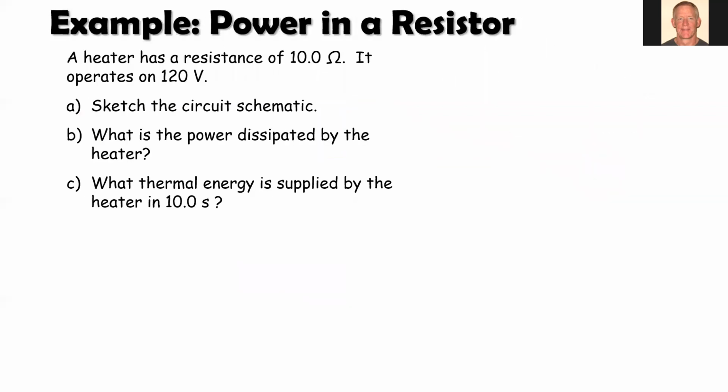So let's look at an example where we can apply this. A heater has a resistance of 10 ohms. It operates on 120 volts. So I want you to sketch the circuit schematic. And what is the power dissipated by the heater? The heater is a resistance heater at 10 ohms. And what's the thermal energy that is supplied by the heater in 10 seconds?